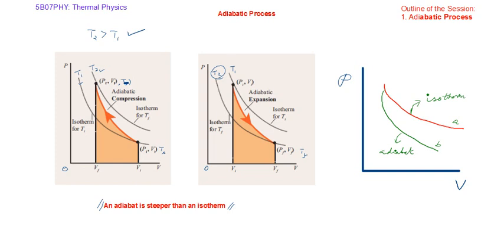Now in the next session we will prove that the slope of an adiabat is gamma times the slope of an isotherm. Okay, thank you.